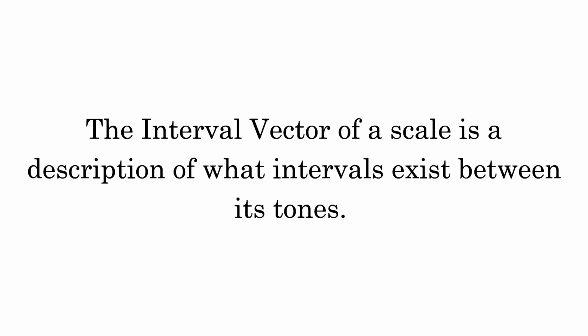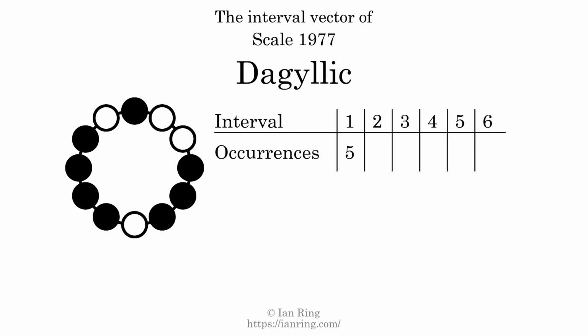The interval vector of a scale is a description of what intervals exist between its tones. There are 5 intervals with the size of 1 semitone. They are here, here, here, here, and here. There are 5 intervals with the size of 2 semitones. They are here, here, here, here, and here. There are 5 intervals with the size of 3 semitones.